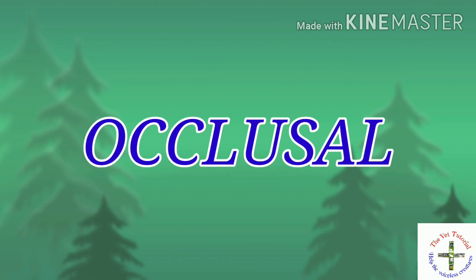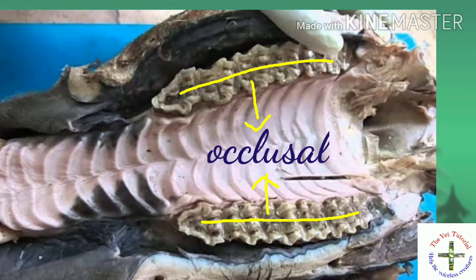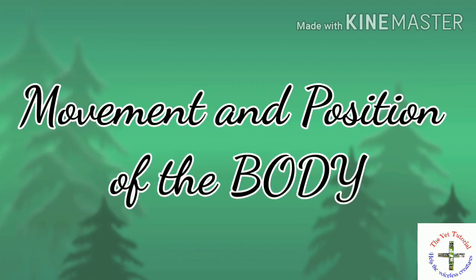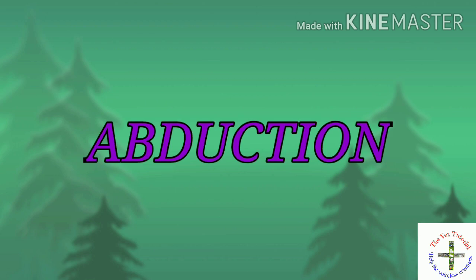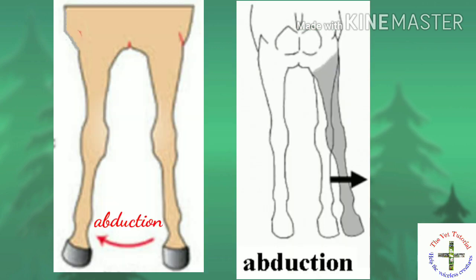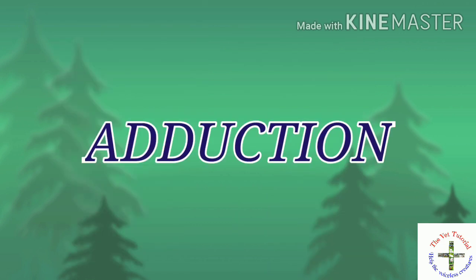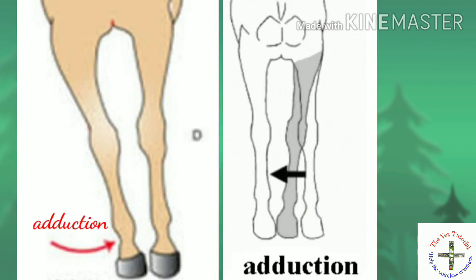Then the last term is occlusal, which means the surface of the tooth that makes contact with the opposing tooth. It is the chewing or biting surface. As a directional term, occlusal means towards the chewing or biting surface. Then we are going to study movements and positions of the body. First is abduction, which means movement of limb parts away from the median plane. And then adduction, which means movement of body parts towards the median plane.